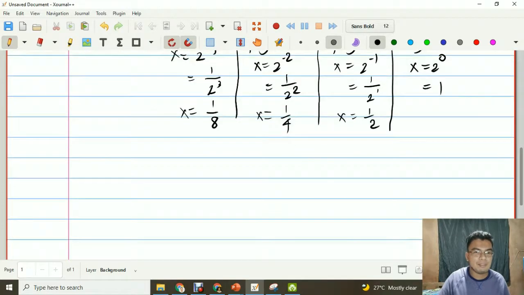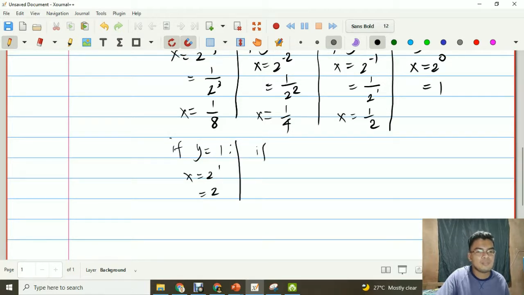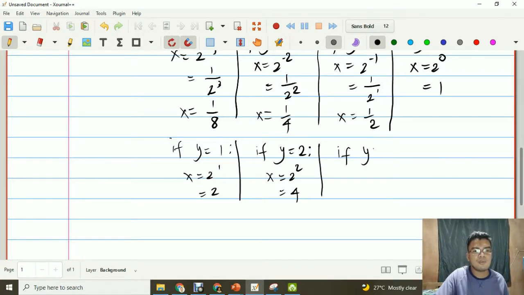And if y is equal to 1, then we have x is equal to 2 raised to 1, which is 2. If y is equal to 2, then x is equal to 2 squared, which is equivalent to 4. And if y is equal to 3, then x is equal to 2 cubed, which is equivalent to 8.